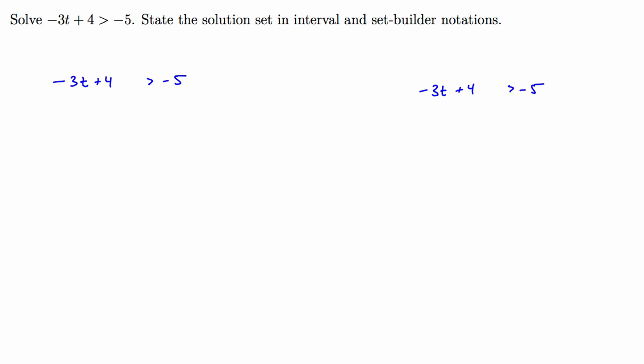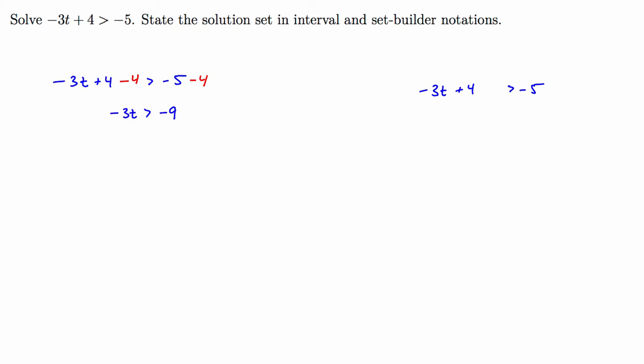Since this inequality has already been simplified, so there is at most one variable and one constant term on each side of the inequality, and all the variables are already on the left side of the inequality, I will begin by removing the plus 4 from the left side of the inequality. To cancel out adding 4, we need to subtract 4 from both sides of the inequality. When we simplify negative 3t plus 4 minus 4 on the left side, it becomes negative 3t. On the right side, negative 5 minus 4 is negative 9. And when we add or subtract, we do not adjust the inequality.